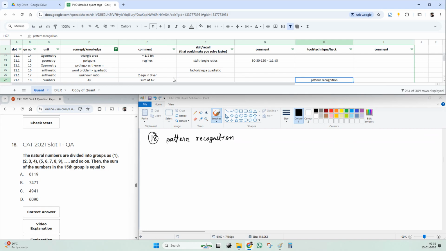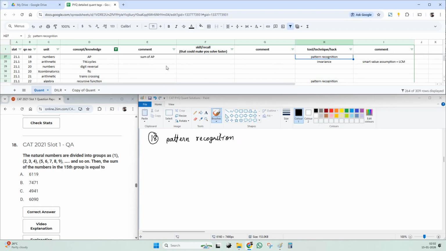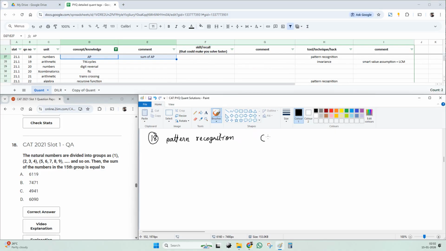Which I've mentioned here. What else? AP, yeah, it's a progressions question. So let's see what's happening in the pattern here. You have 1 sitting as a single group, and then you have 2, 3, 4, and then you have 5, 6, 7, 8, 9. It's clear what's happening.